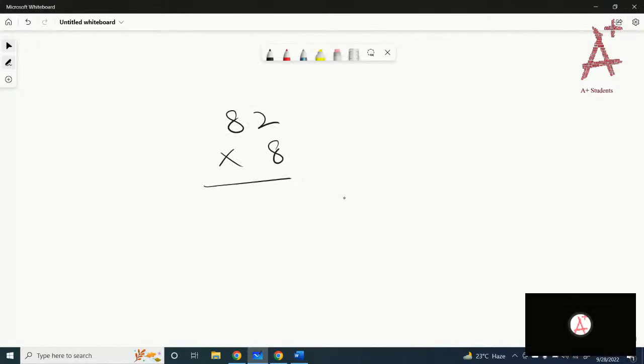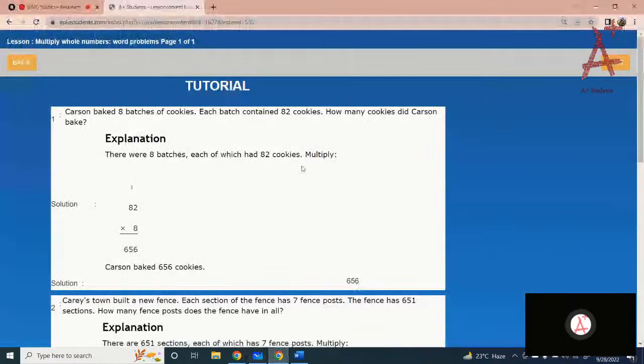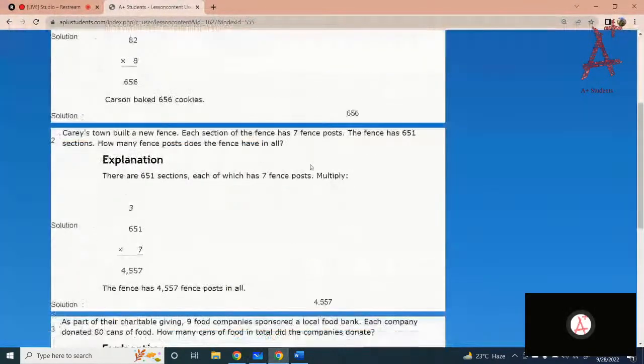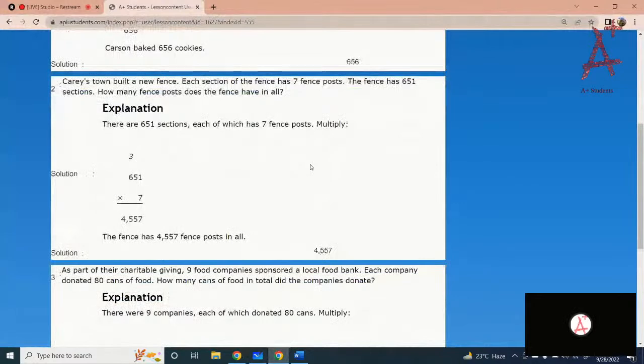82 times 8. So you start multiplying from the ones digit. 8 times 2 is 16. You have to write the ones digit over here and carry the tens digit to the next digit. 8 times 8 is 64 and add the carry, it is 65. So you don't have any other digit, write 65 as it is. So that means 82 times 8 is 656. So make sure before doing the multiplication questions you are perfect with the tables. Got it?